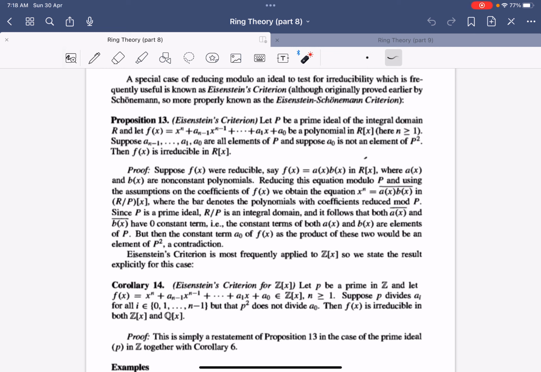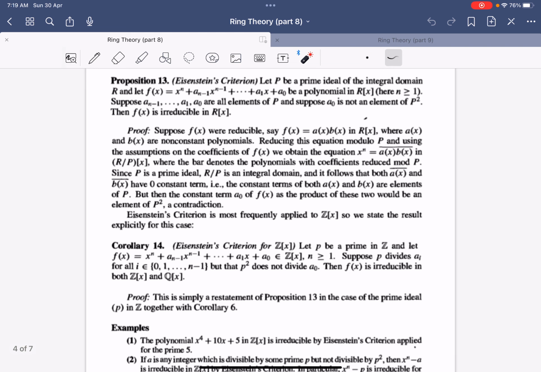And this follows that both a(x) and b(x) have zero constant term, i.e. the constant terms of both a(x) and b(x) are elements of P. And so the constant term a_0 is a product of these two elements of P, so it lies in P squared, which is a contradiction now, because a_0 is not an element of P squared.